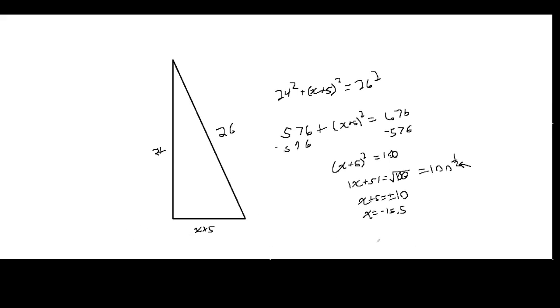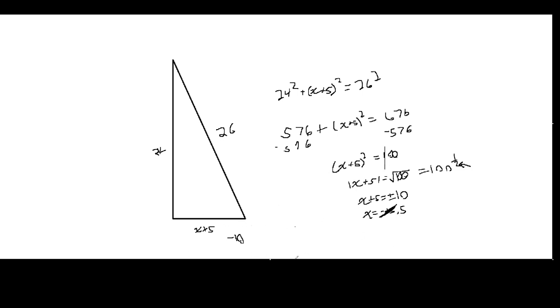And technically both of these work, but we like Euclidean geometry. So unfortunately for us, this negative 15 is not going to work. We cannot have a side that is negative 10 in length. That's just, like I said, we like Euclidean geometry. And we just have x equals 5.